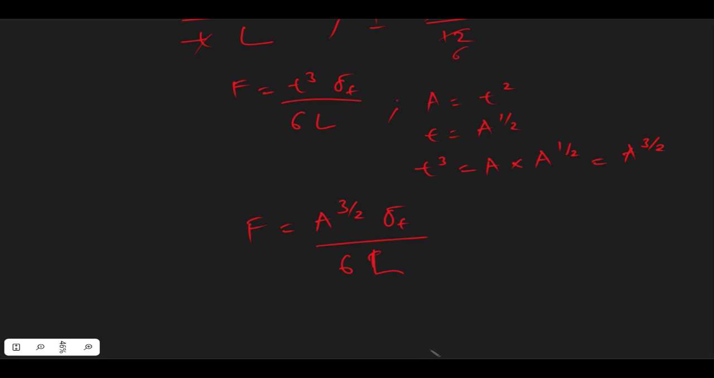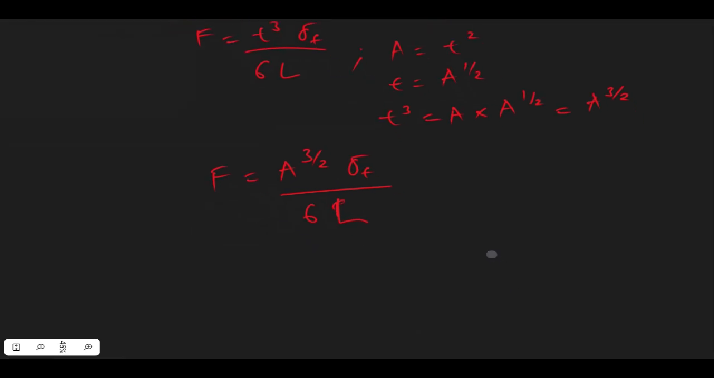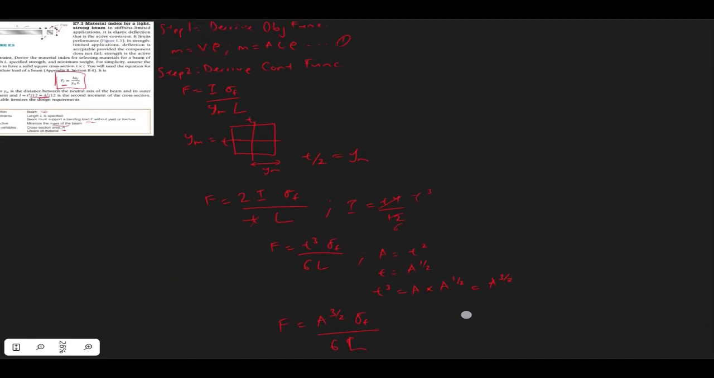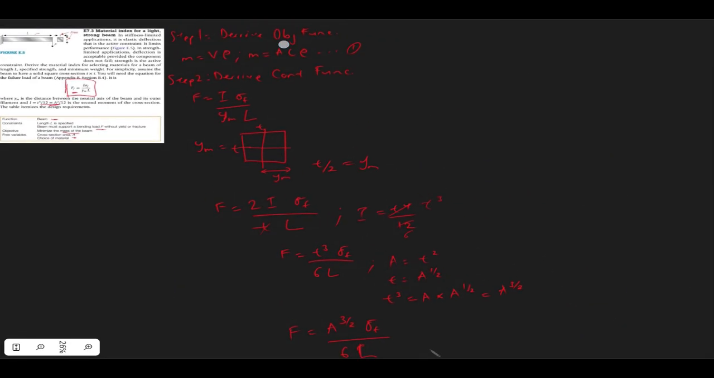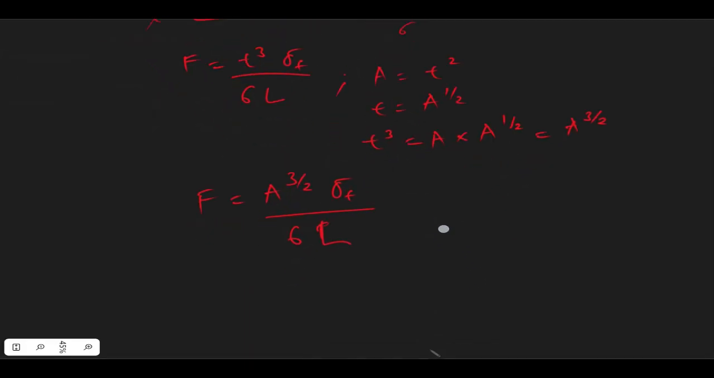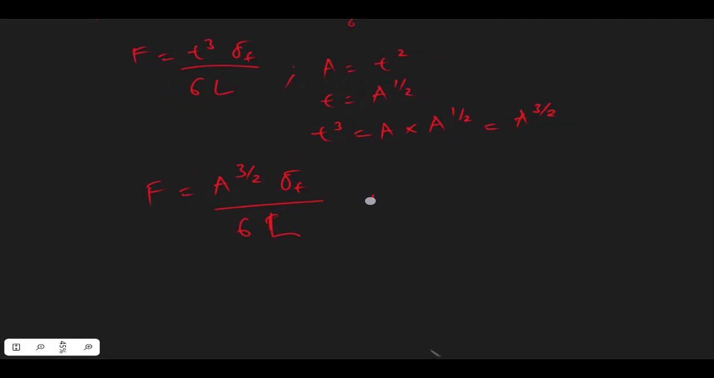So now that you have this formula, you can now solve for A. The next step is trying to eliminate the free variable, which is A. If you look at our free variable in this equation, it is A. We are trying to eliminate A from this equation, so we make A the subject of the formula. Making A the subject of the formula, we now have A equal to 6FL divided by the stress. Yes, 6FL divided by the stress, sorry.